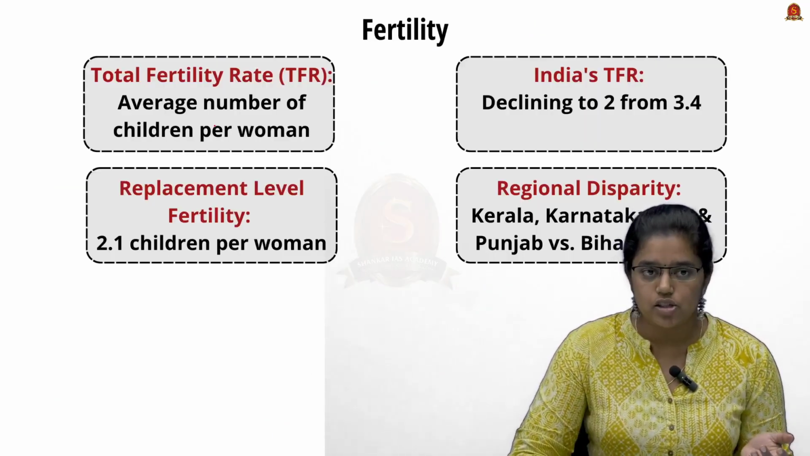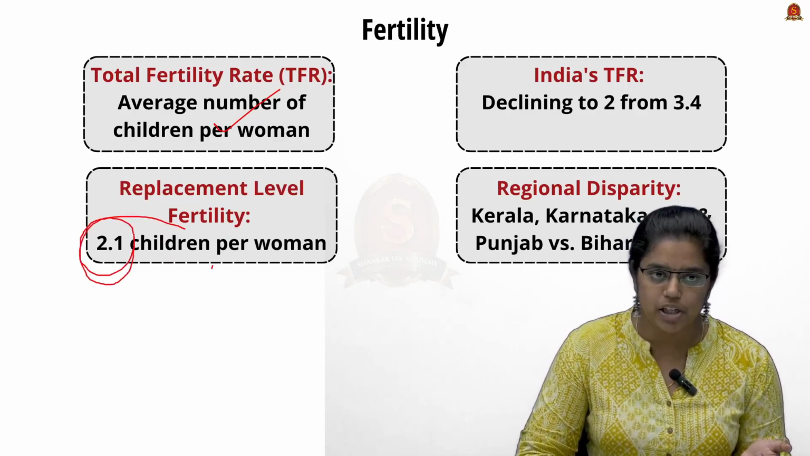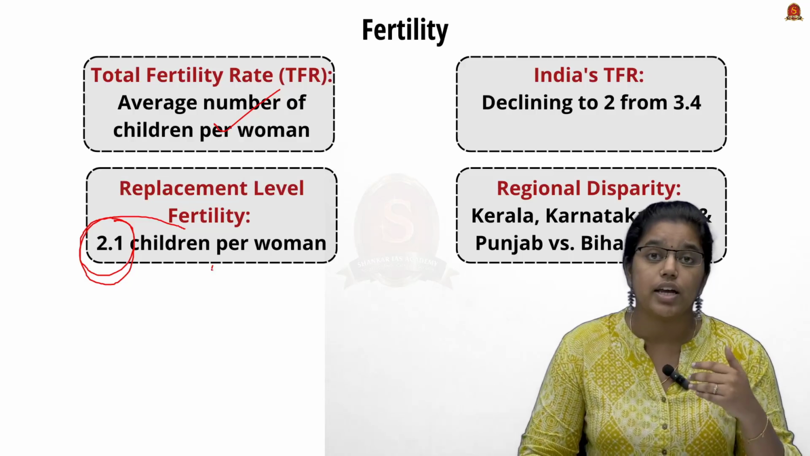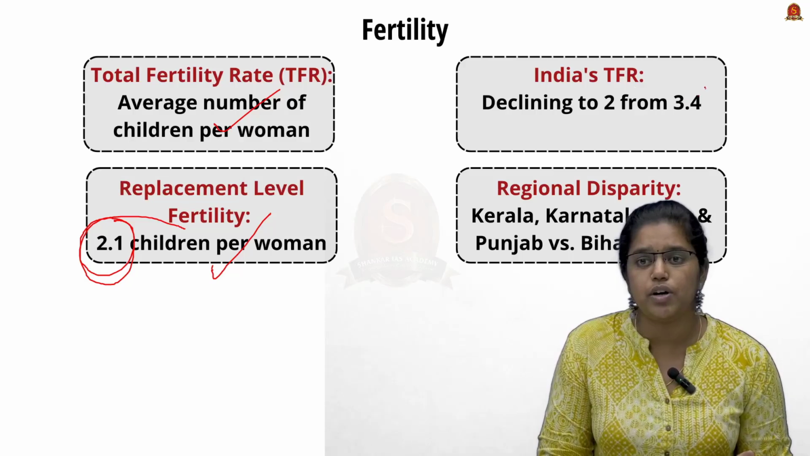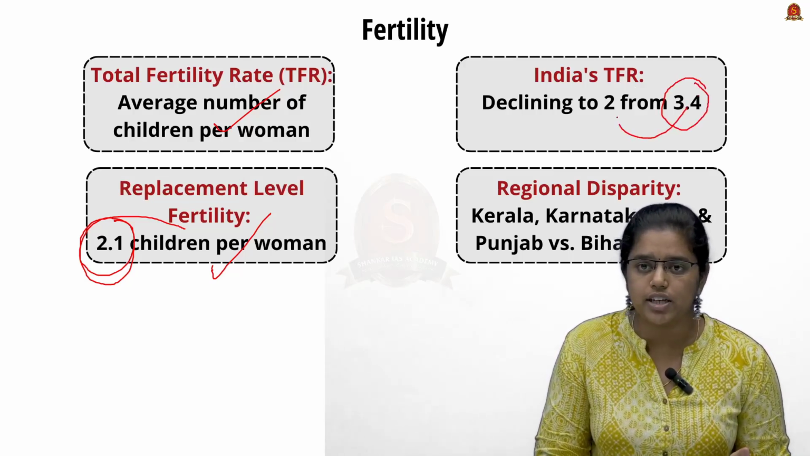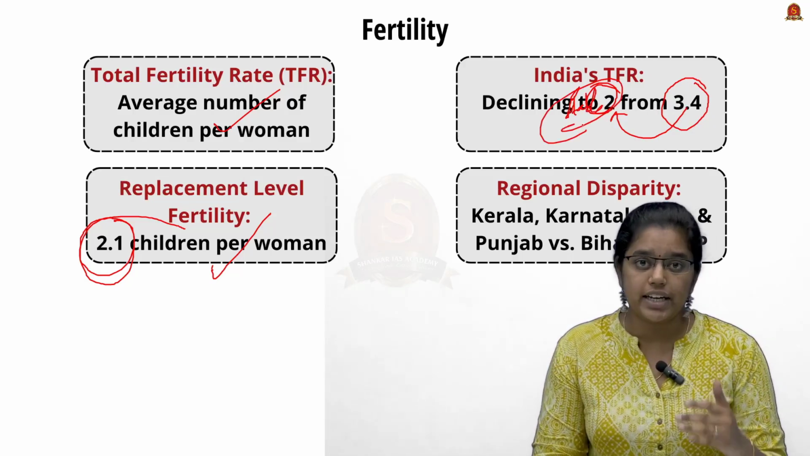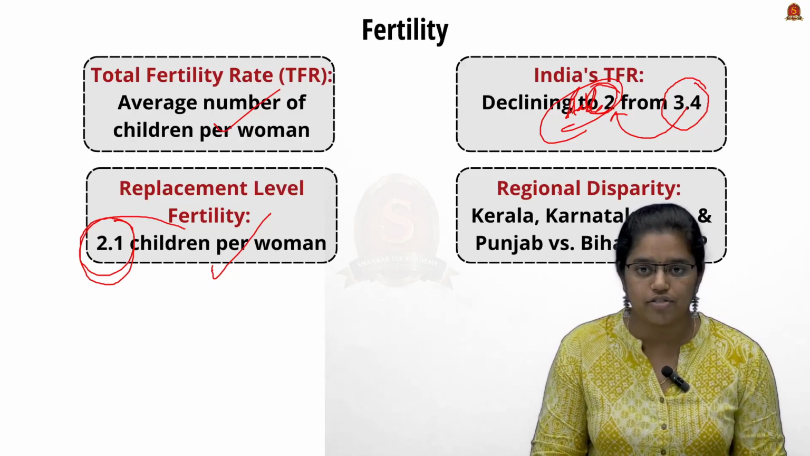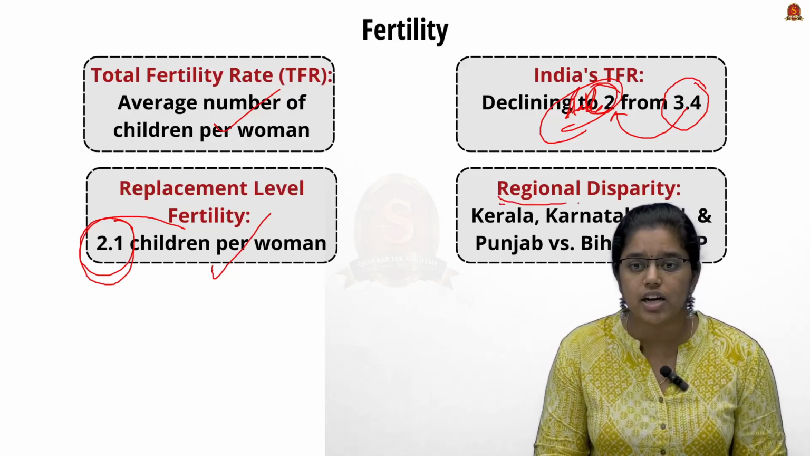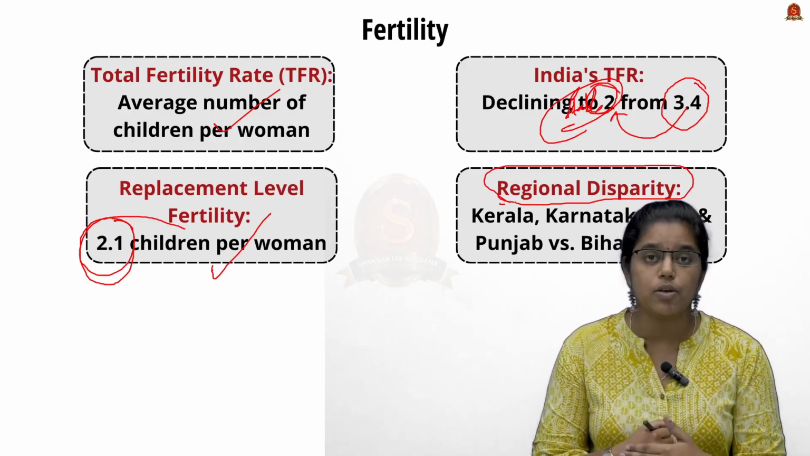Firstly, we have understood this term. We have also mentioned the 2.1 replacement level which is required for the increase in population. Previously we had a fertility rate of 3.4 and now it has declined to 2, so we have a stable population. That is why Mohan Bhagwat is urging Indian families to have more children to deal with this decline in the total fertility rate.